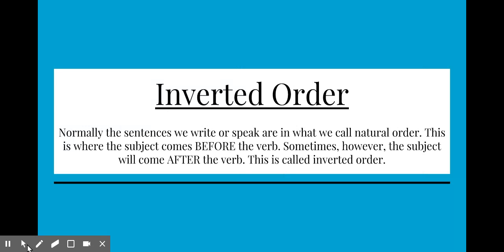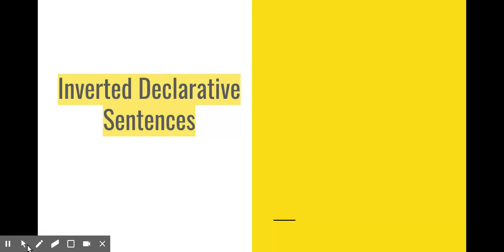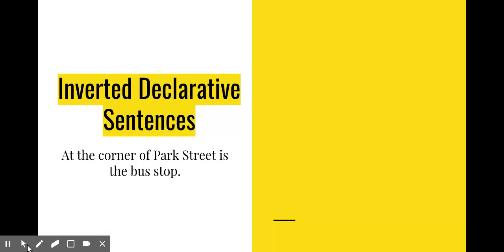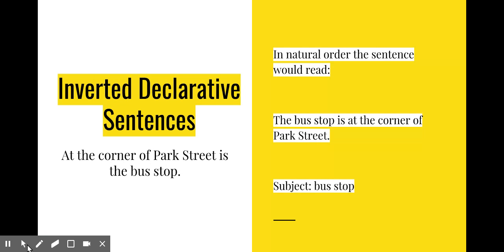A lot of times authors and writers will do this with sentences to spice up their writing or make a point in a different way. Okay, but it can make finding the subject a little more difficult. So that's what we're going to focus on. If we have inverted declarative sentences like this, at the corner of Park Street is the bus stop. In the natural order, the sentence would read, the bus stop is at the corner of Park Street. So what is our subject there? It is bus stop.